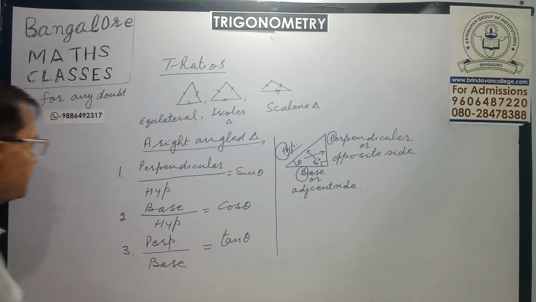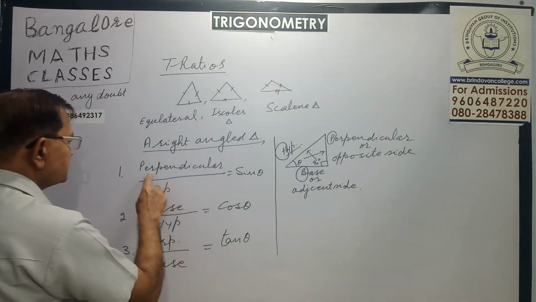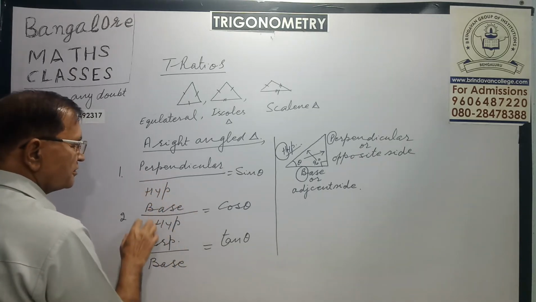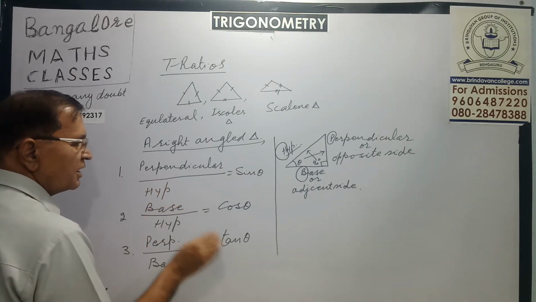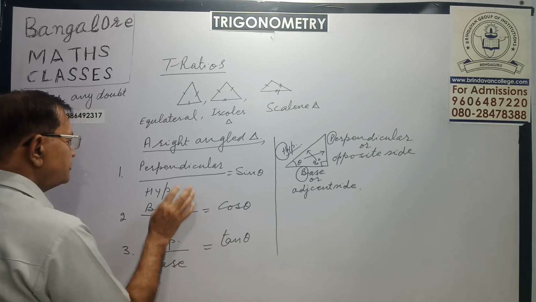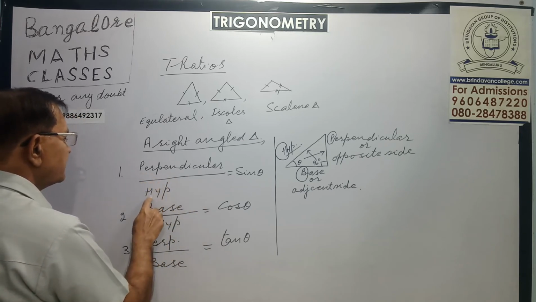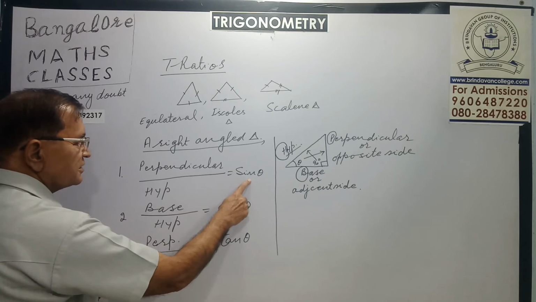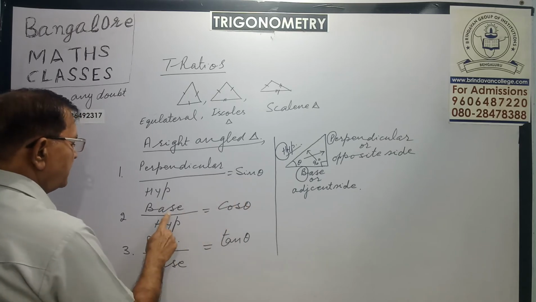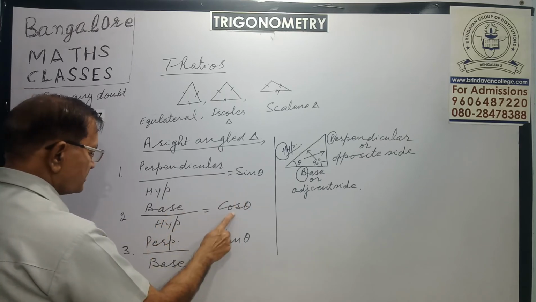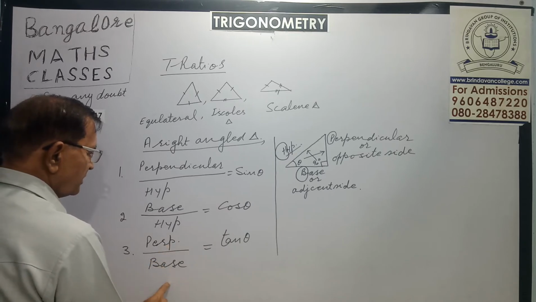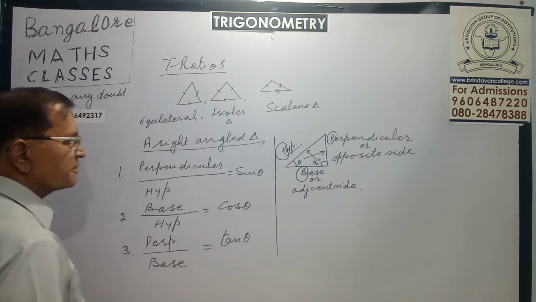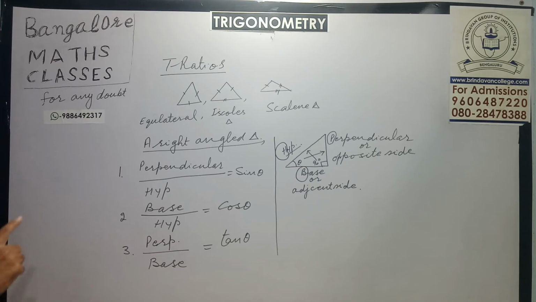So then I will take the ratio of these three. First ratio which I have taken is perpendicular by hypotenuse. It is not I have taken, you have to take this. You have to take the ratio of perpendicular by hypotenuse, we call it as sine theta. Base by hypotenuse, cos theta. Perpendicular by base, tan theta. Thus I have got three ratios.